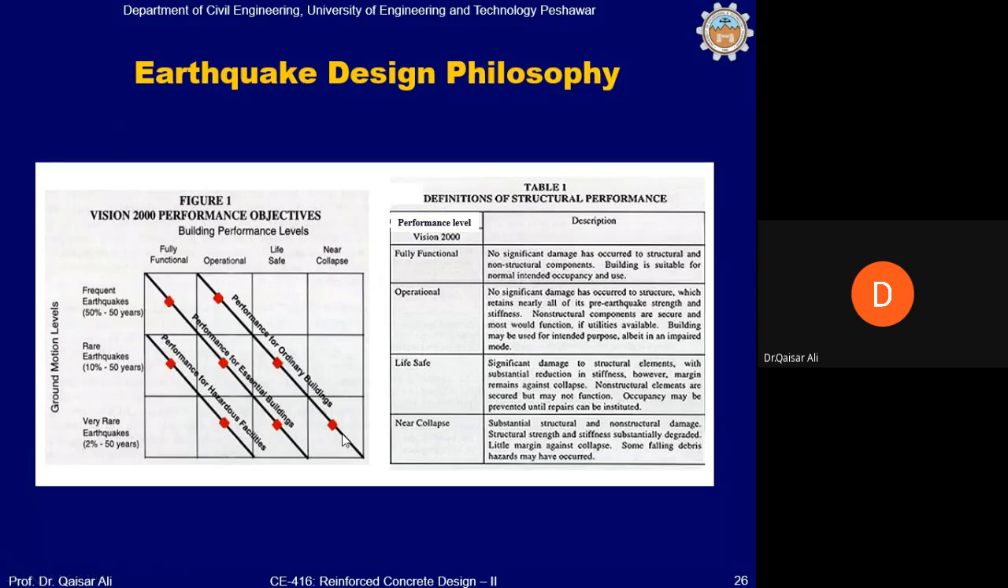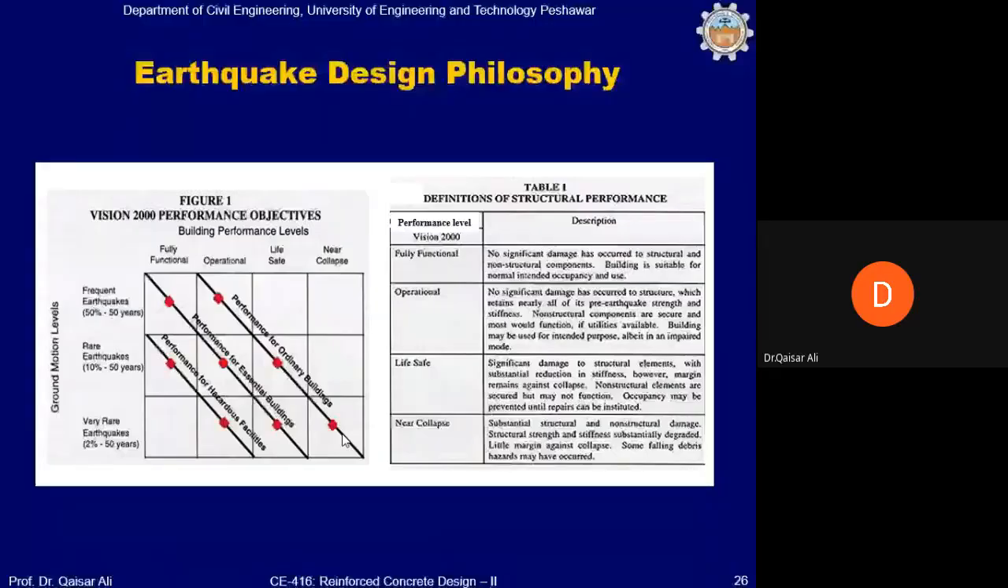The difference between near collapse and life safe level is that when the building is at near collapse level, it cannot be retrofitted, or its structural capacity cannot be restored. And when the building is at life safe level, the building capacity can be restored by retrofitting or strengthening. Okay, so this is the difference between life safe and near collapse level. Otherwise, even in the near collapse level, life safety is ensured. Okay.